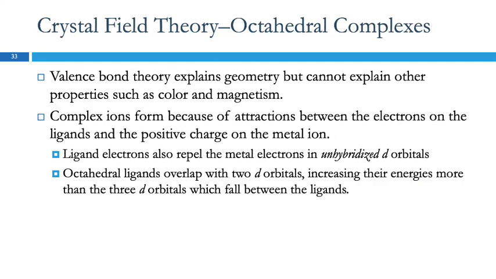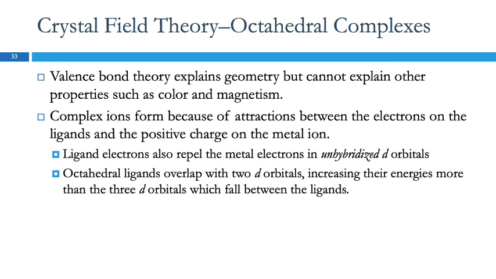So the valence bond theory does explain the geometry, but it does not explain other things that are observed, such as different colors and different types of magnetism. Some of these compounds are magnetic and some of them are not. So complex ions form because of attractions between the electrons on the ligands and the positive charge on the metal ion.